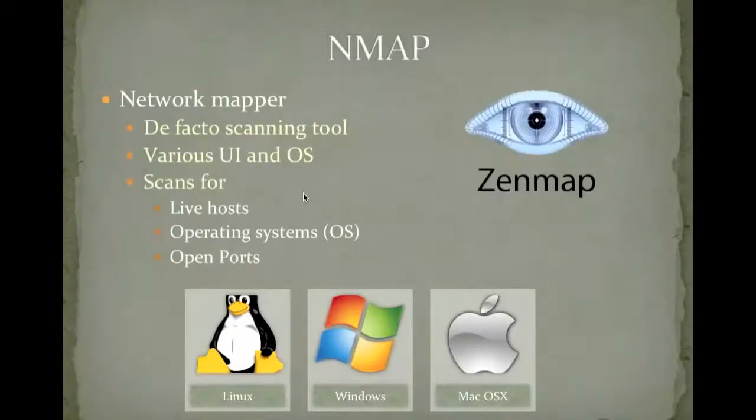So what is Nmap? Nmap is the network mapper, and this is the de facto scanning tool in the hacking community. It's available in various UIs and operating systems. It scans for live hosts, operating systems, and open ports. It's available for Linux, Windows, and Mac OS X. Zenmap is the GUI version for Nmap.